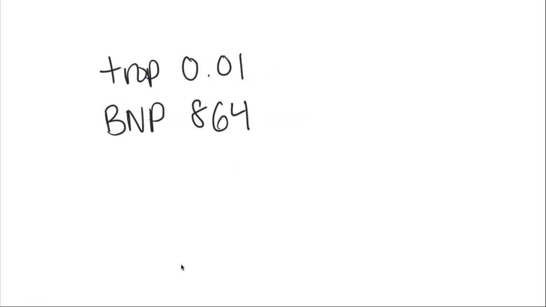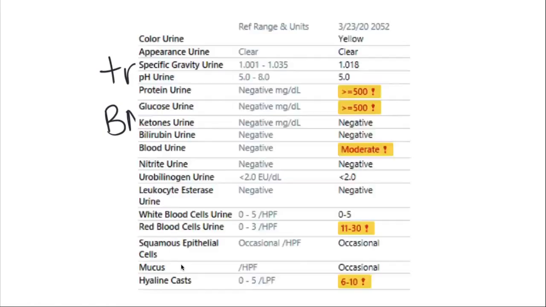BNP high, low, high? Hard to say in relation to other values. It was the first one in the system, so we hadn't had others to compare it to. Troponin is negative, which we expect because he's not having any chest pain. But he gets admitted. You guys put in your orders. He gets some Lasix, and then in response to that, we get this for our UA.